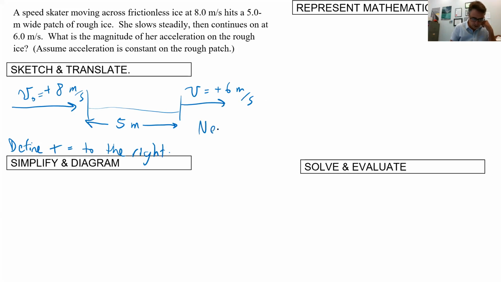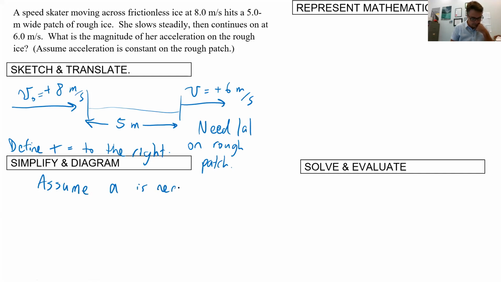So we need the magnitude of a on the rough patch. The basic idea is we'll assume a is negative and constant on the rough patch.